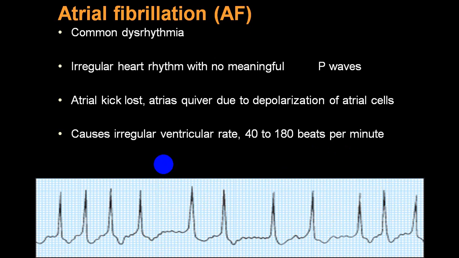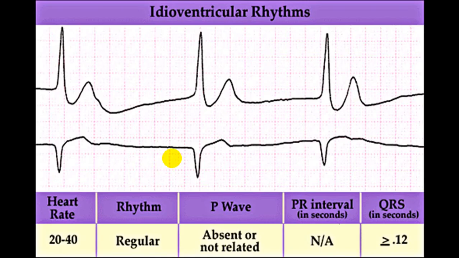This is an irregular rhythm. Now you can see here, this is a QRS complex which is broad. There is no P wave before. So this is a ventricular rhythm. QRS complex is broad. There is no P wave in front. And the RR interval is constant.